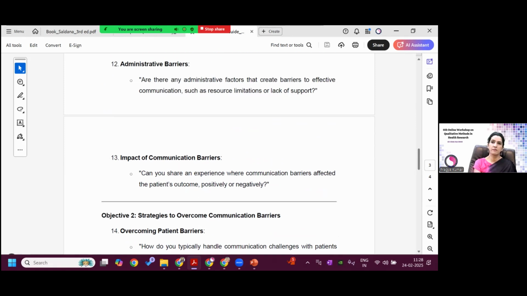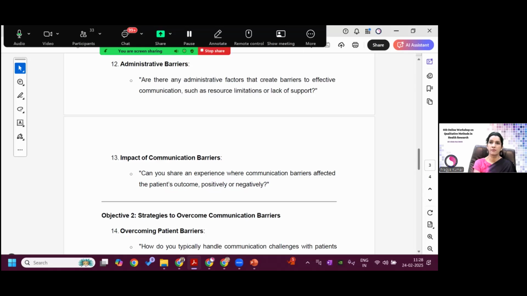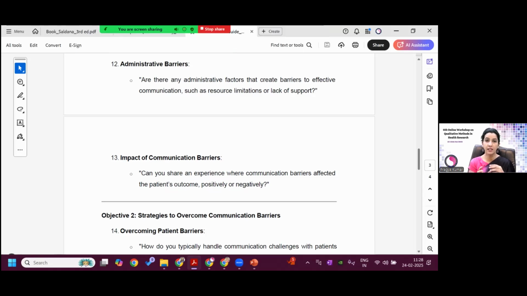So 5 minutes for each person. That means one person will be acting as an interviewer, and the other person will be acting as an interviewee. After 5 or 7 minutes, the roles will be reversed. The person who has acted as an interviewer will be acting as an interviewee, and the next person will be acting as an interviewer.